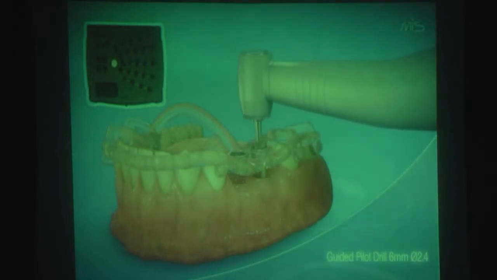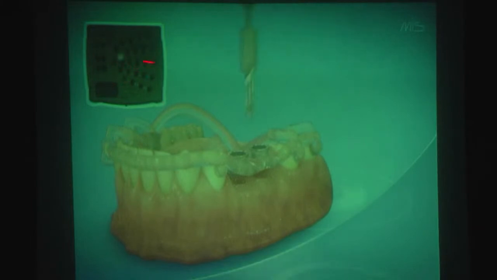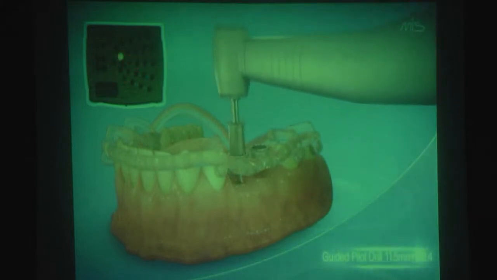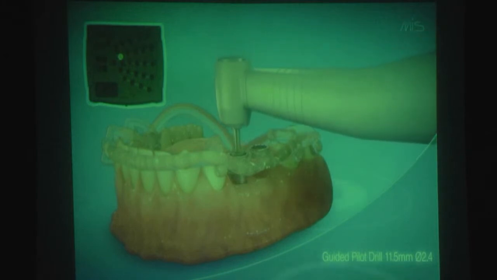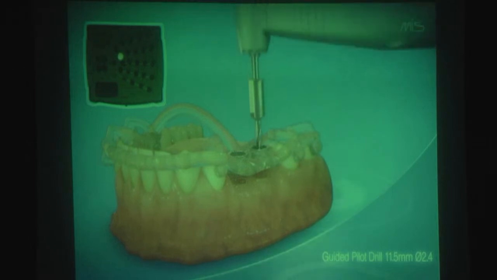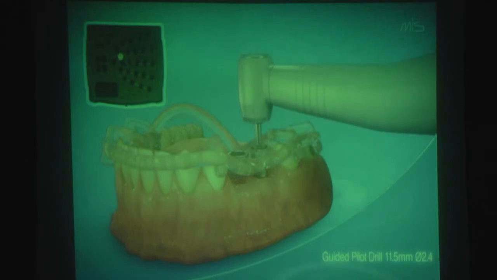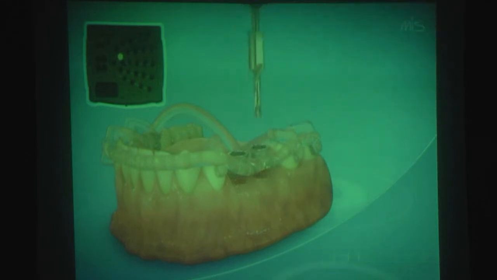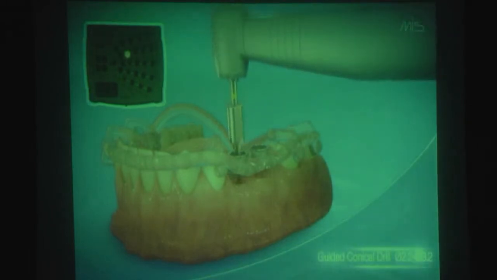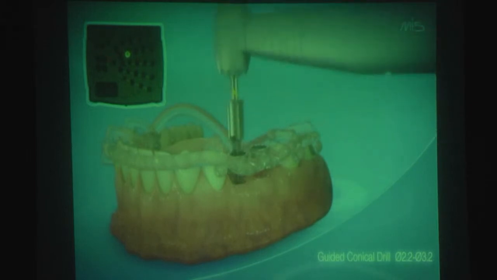And the second drill, we follow this pathway, the 6, 8, 10, 11.5. Before the last drill, we do the osteotomy with 300 RPMs, with irrigation, please, with a cold saline solution. What else? This is the final drill, I think. I don't remember, but is it the final drill?